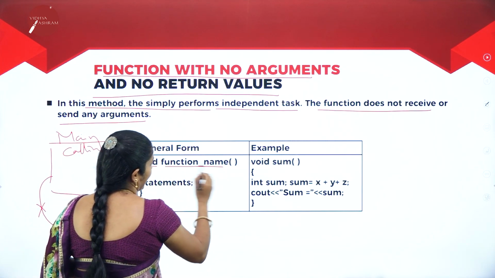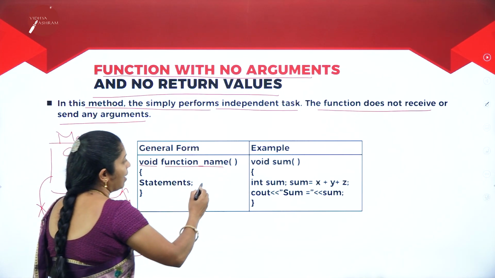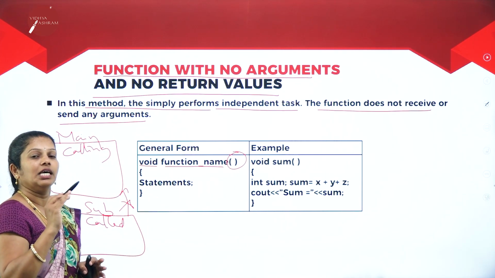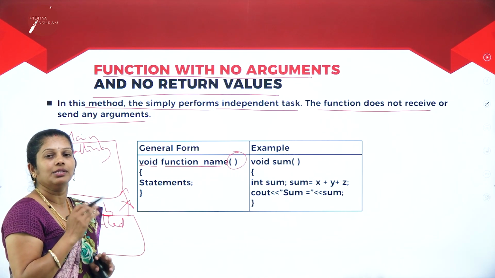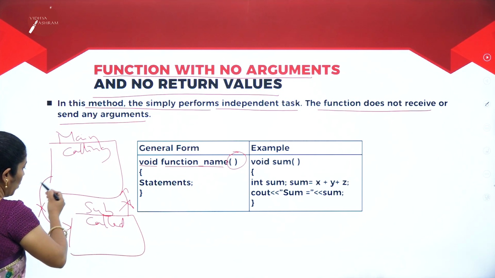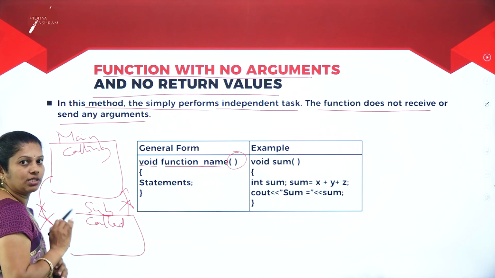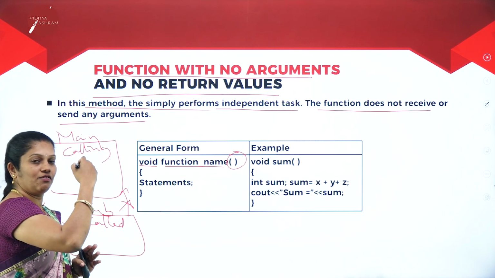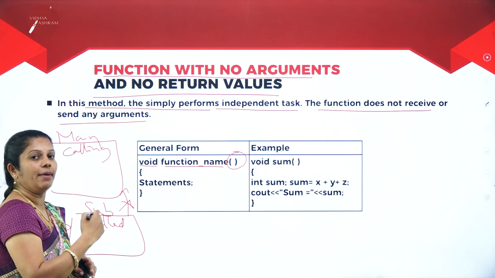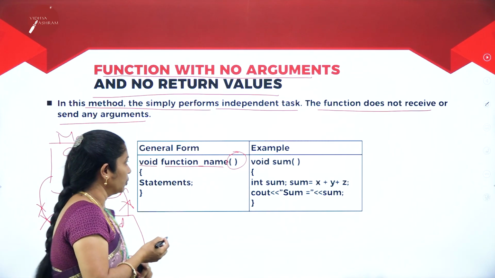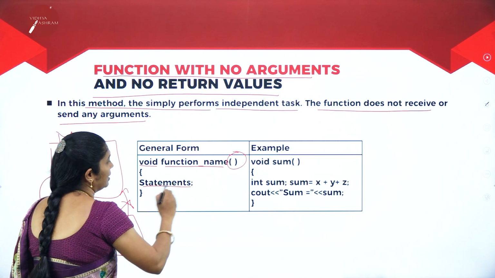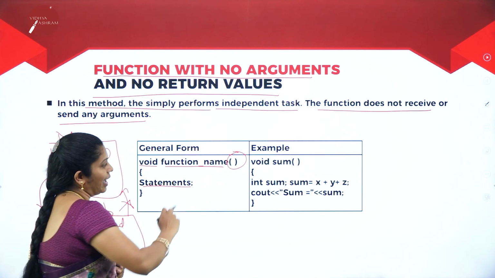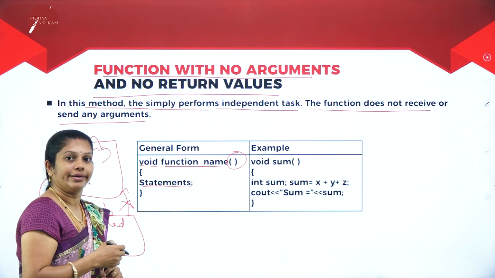Then we have to write the function name. Here, empty parentheses we will write. It means that no values are passing from the main program to the subprogram, as well as from the subprogram to the main program. Then we write the statements here. It means that no values are passing, and no values are returning either.